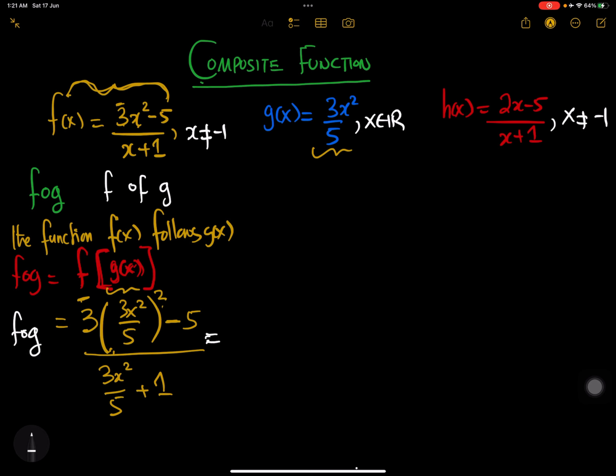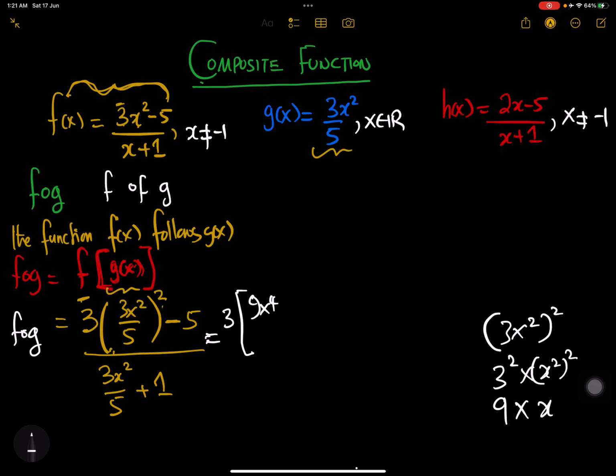So basically f of g is going to be equal to 3 into bracket, we're going to get 9x^4. How do you know that? Because we have 3x squared, squared. That's going to be 3 squared times x squared, squared. This is going to give us 9 times x to the power 4, which is 9x^4.